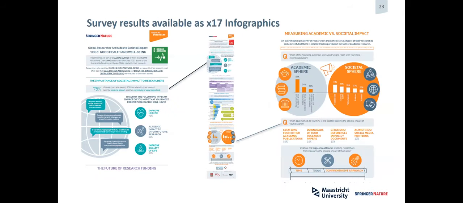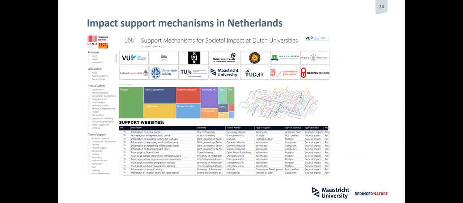All the results of the survey are covered and made available via infographics, of which you see here two examples. The whole collection of infographics represents the global researchers' attitude towards societal impact for research done in every SDG area. And it's shown at the partner website, of which the link will be shown on the last slide of this presentation. Now, some information about the Dutch situation.